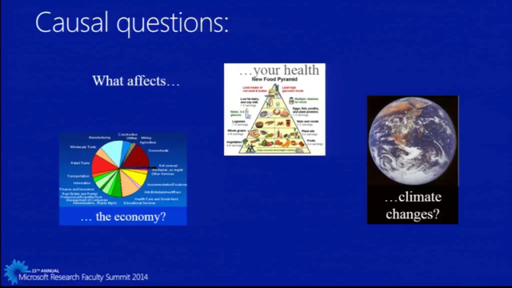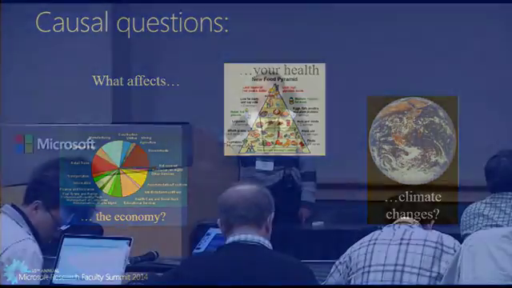So what affects your health, the economy, climate changes, etc., and which actions will have beneficial effects? Those are some of the central questions that affect our well-being and our happiness. And wouldn't it be nice if we had a means of mining existing data sets and finding potential answers to those questions?